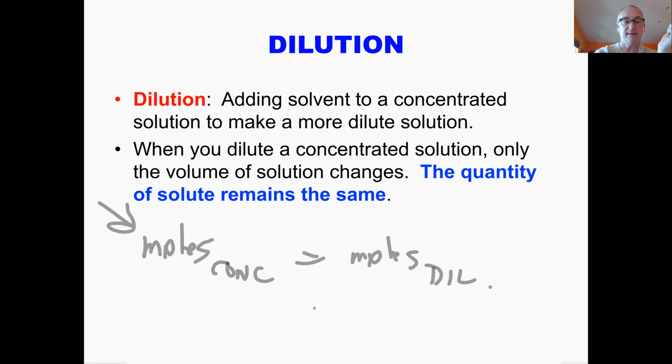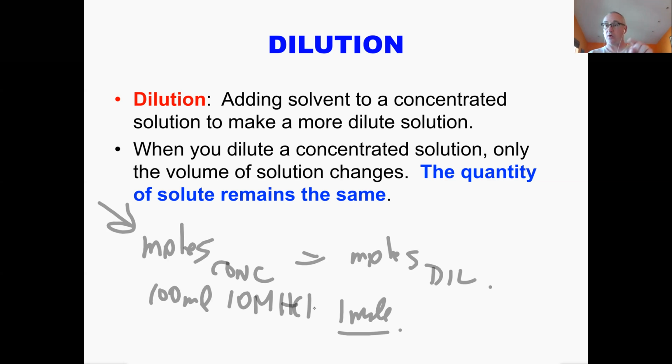If I started with, let's say, 100 milliliters of a 10 molar solution of HCl, that is 1 mole, right? That's 1 mole of HCl because I have a 10 molar solution and I took 1/10 of a liter, multiply them together, you get 1 mole. So whatever I dilute that to, it doesn't matter. I still have 1 mole of HCl. If I dilute it to 10 liters, if I dilute it to 1,000 liters or 1,000,000 liters, the amount of my solute remains the same.